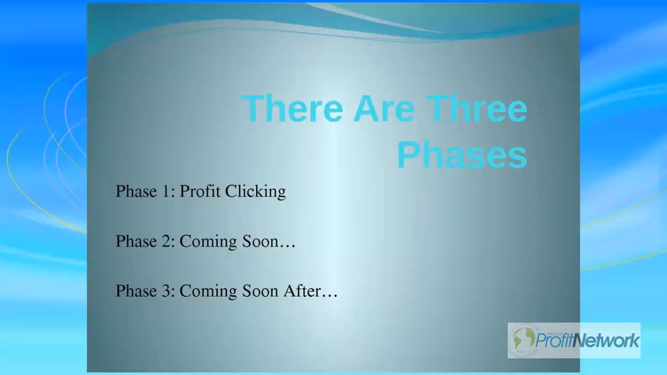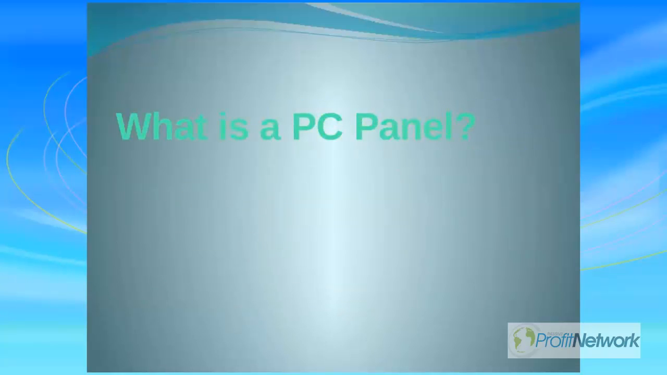Now there are three phases to the Passive Profit Network, guys. The first phase is Profit Clicking. Obviously, everyone's in it. The second phase will be coming soon, and the third phase soon after that. But I want to take it one step at a time, and make sure everyone in Passive Profit Network has a great understanding of what Profit Clicking is and how it works before we move on to the next phase. It's very important that everyone has a great understanding of the business that they're in. Remember, guys, this is your business, so it's up to you whether or not you really want to learn it. The more you learn, the more money you're going to make. Trust me.